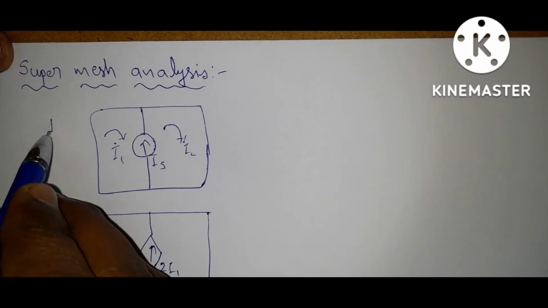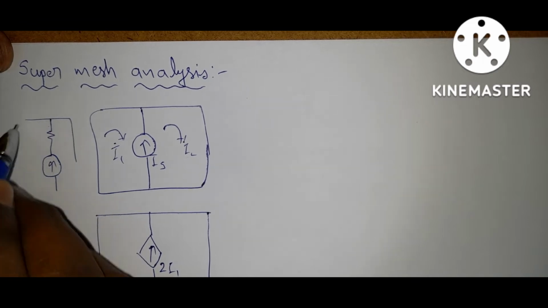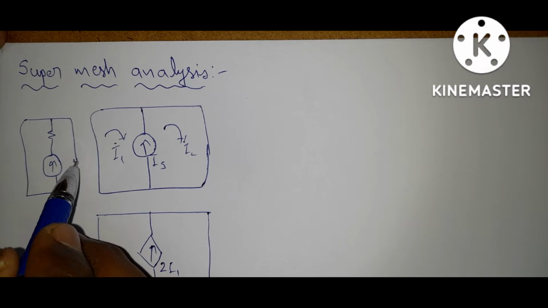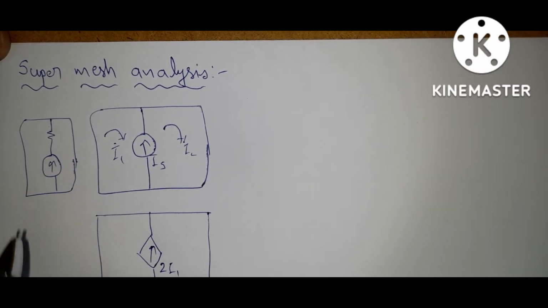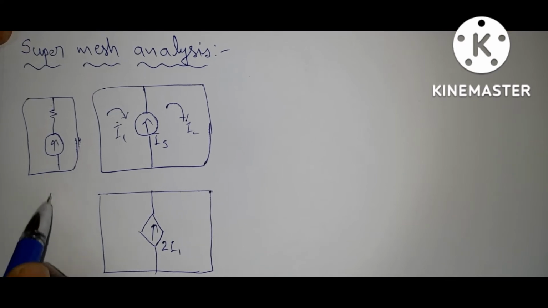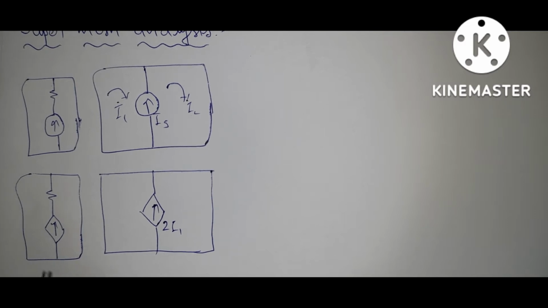If there is a resistance in series with a current source, then also we need to apply the supermesh technique. And one more case is if there exists a resistance in series with a dependent current source. In this case also we need to apply the supermesh technique.